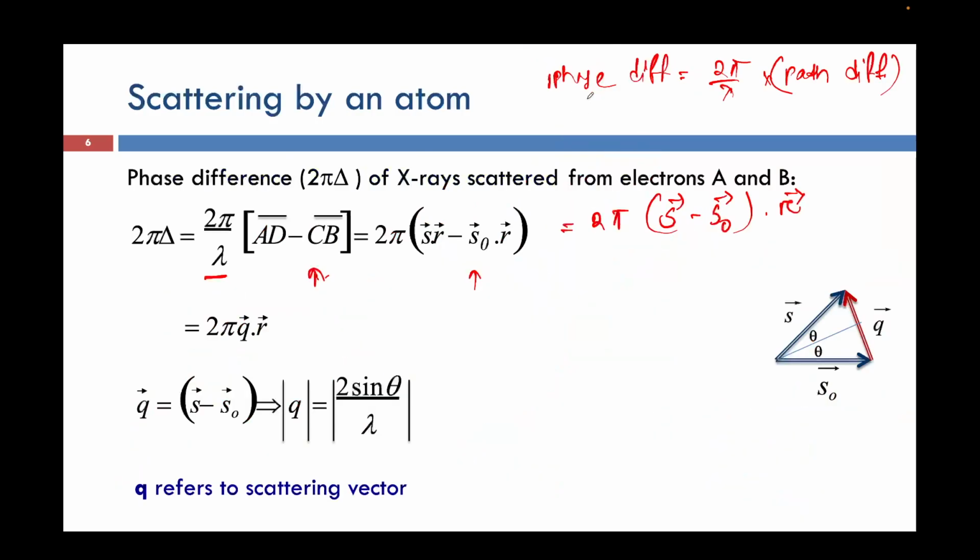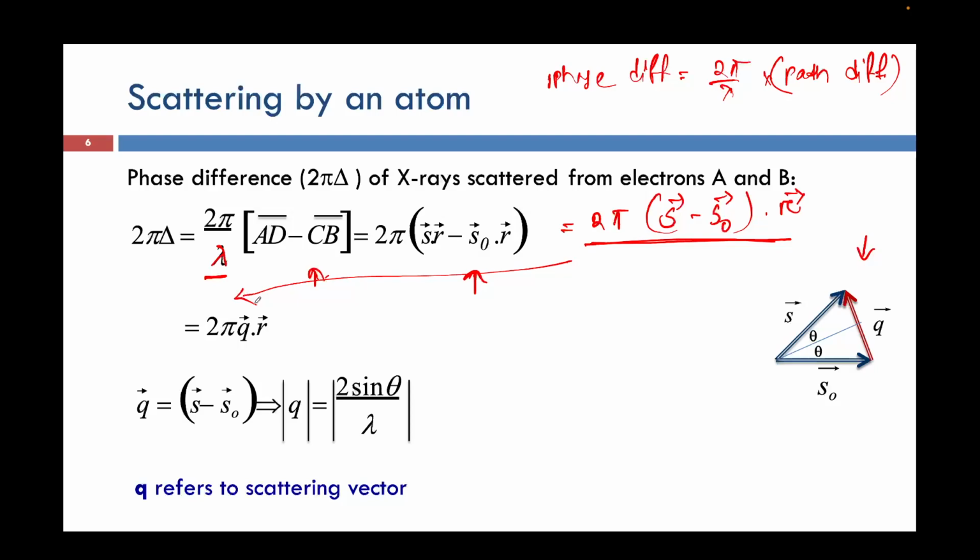So here, if I am taking my magnitude as 1 by lambda, I can take this inside and write it in vectorial form. This is my final expression, 2 pi (S minus S naught). From the vector diagram, when I calculate S minus S naught, it comes as Q. So that is why I have written 2 pi Q dot R.